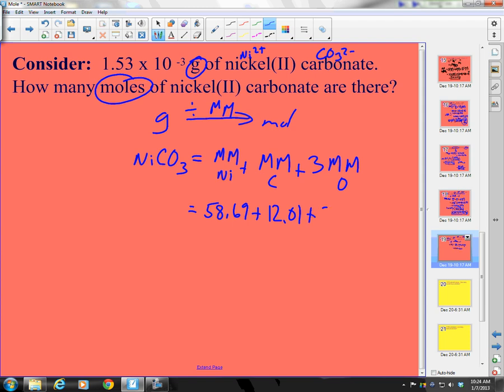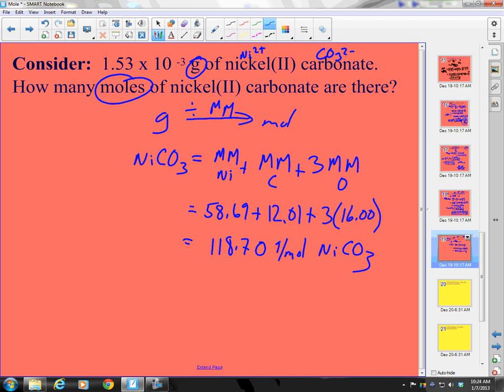12.01 and 3 times oxygen. We all know oxygen now is 16.00. Let's add this all up. 3 times 16 is 48 plus 12.01 plus 58.69. That looks like 118.70 grams per mole for nickel 2 carbonate, right?